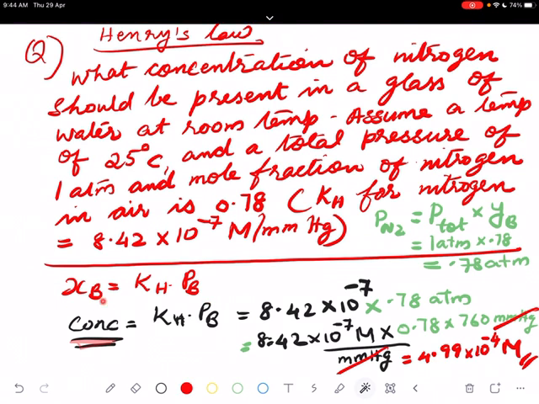The amount of nitrogen gas present in the solution is proportional to the partial pressure of the nitrogen gas. Individual pressure is called partial pressure. How much is the pressure of that nitrogen gas? Accordingly, the concentration of the nitrogen in the solution. Now let's do another numerical.